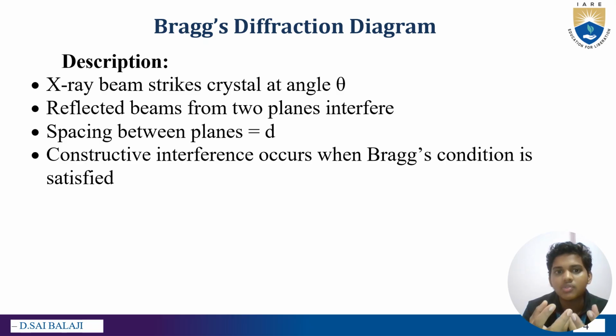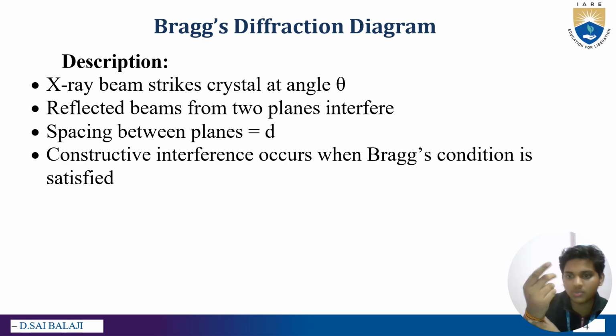So the X-ray beam strikes the crystal at an angle theta. Whenever the X-ray is coming, it will be striking the crystal atom. The angle at which the X-ray strikes the crystal atom is called the angle of incidence. The reflected beams toward the two planes interfere. They will be diffracted or reflected, leading to interference. The spacing between these planes, the first plane and second plane, is called d, as we know.